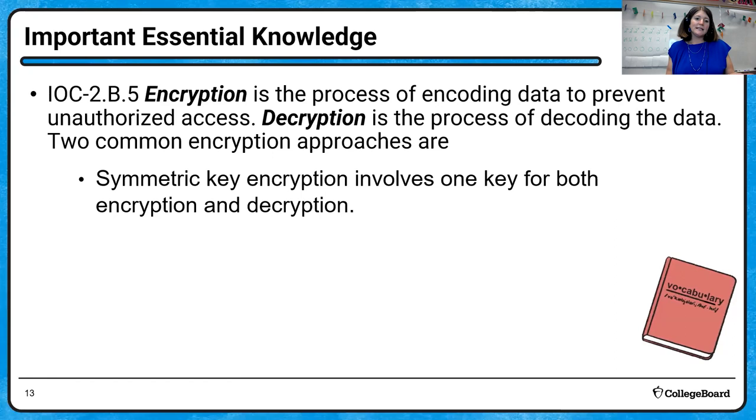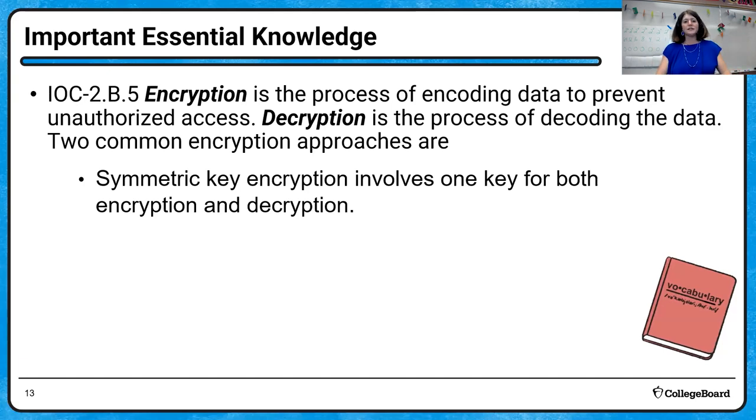So a common example of symmetric key encryption is like a Caesar cipher. If you take the letters of the alphabet and shift them three places, then we know that if we shift them back three places, we will have the message back. So encryption is the process of encoding, and to decrypt it is to take it back to the original message. And that's a symmetric key, meaning we use the same key. Once you know how it was encrypted, you can decrypt it.